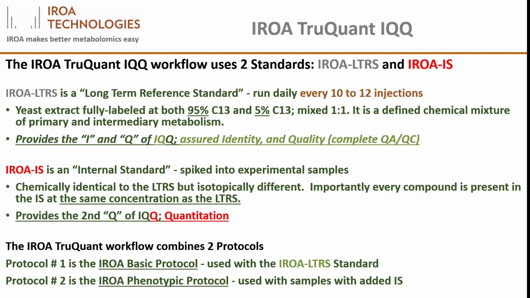As we will show later, using the suppression-corrected concentration improves sample-to-sample normalization dramatically. As we say, Eroa makes better metabolomics easy. These data are significantly better than raw data.